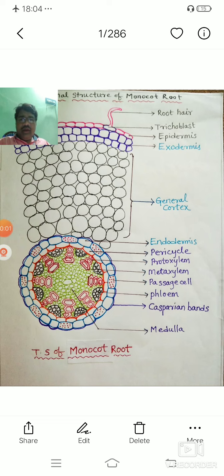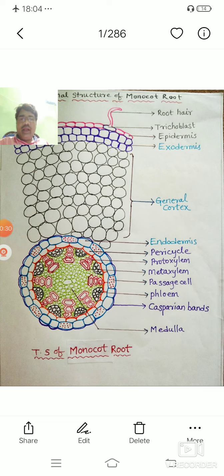Right. In this session, we will discuss the internal structure of monocot root and TS of monocot root. TS means transverse section of monocot root. In this diagram, anatomy of monocot root. This topic is related to the anatomy of angiosperms.